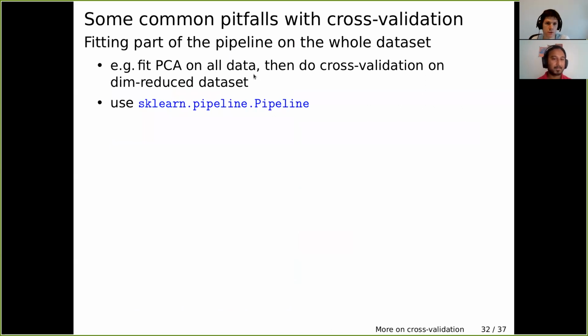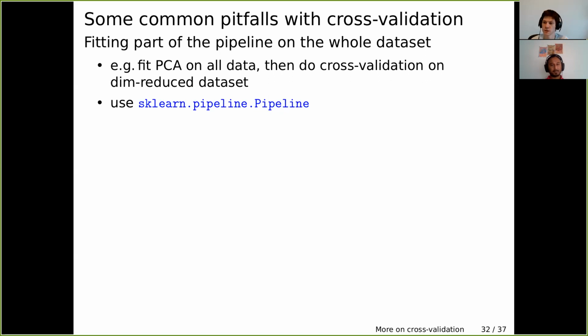Just to conclude, I'll list some possible mistakes with cross-validation. So the first one is to fit part of the pipeline on the whole dataset instead of only the training data. For example, we talked about PCA. Imagine that I start by saying, okay, I will do my unsupervised learning. I will fit a PCA to reduce the dimensionality of X. And then I will use the reduced dimension design matrix to fit my linear regression.